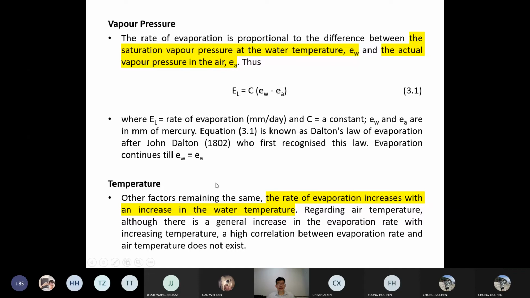Temperature is another important factor for evaporation. If the temperature is higher, it really makes sense. You put a bowl of water in your room; if the temperature is higher, that means it has a higher evaporation. The rate of evaporation increases with an increase in the water temperature. Regarding the air temperature, although there is a general increase in the evaporation rate with the increase of temperature, a high correlation between the evaporation rate and the air temperature does not exist. It depends on the water temperature.